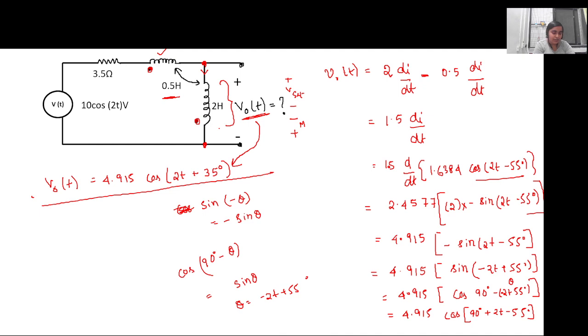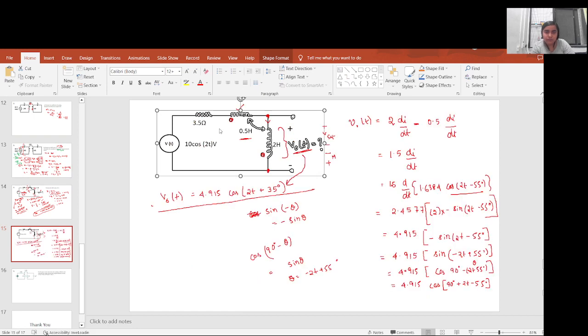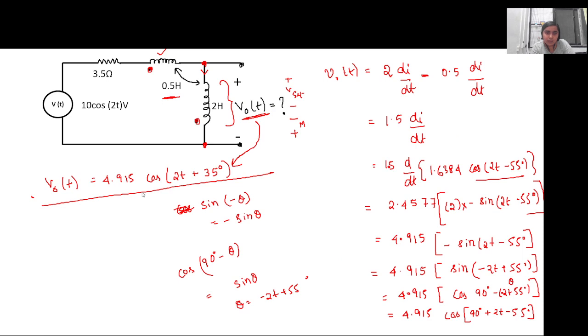Any other question? So this is the answer for V naught, madam. It is 4.915 cosine of (2t plus 35). Yes, we have to write it like this only. Yes, okay. Thank you.